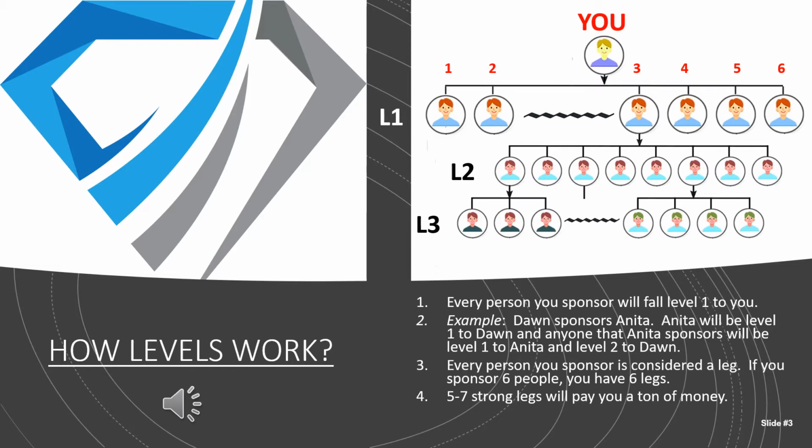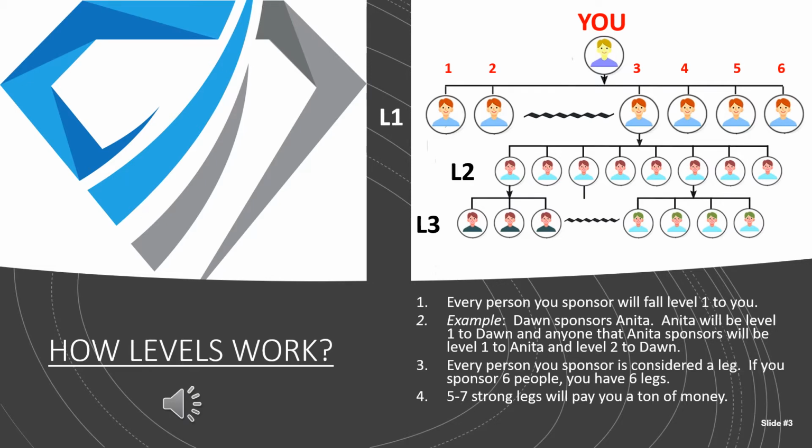Levels are the depth of your organization. Every single person that you sponsor goes level 1 to you, from 1 to however many you personally sponsor. Then who they sponsor will go directly below them, which would be level 2 to you, but level 1 to them. So every person you sponsor falls level 1 to you. Here's an example: if Dawn sponsors Anita, Anita will be level 1 to Dawn, and everyone that Anita sponsors will be level 1 to Anita, but level 2 to Dawn.